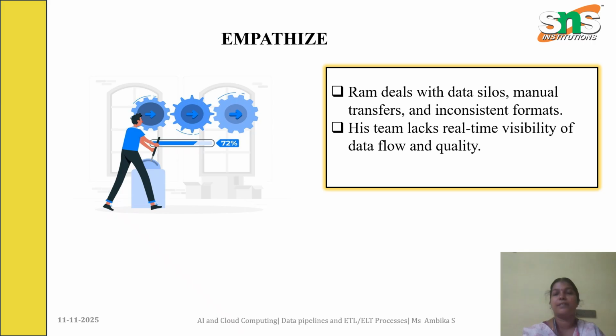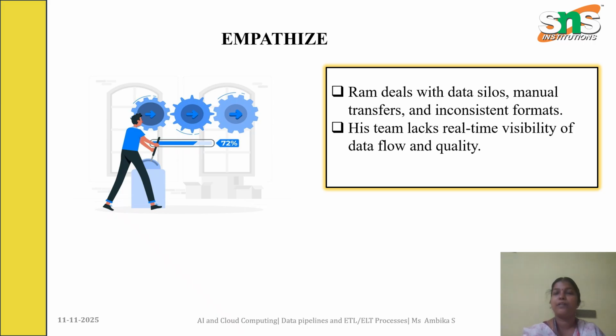Let us empathize with this point. He deals with data silos, manual transfers, and inconsistent formats. So, what do you mean by data silos? It is a data repository within the organization that is inaccessible to other departments. So, it automatically leads to duplication of the data and also inefficiency in accessing that data.